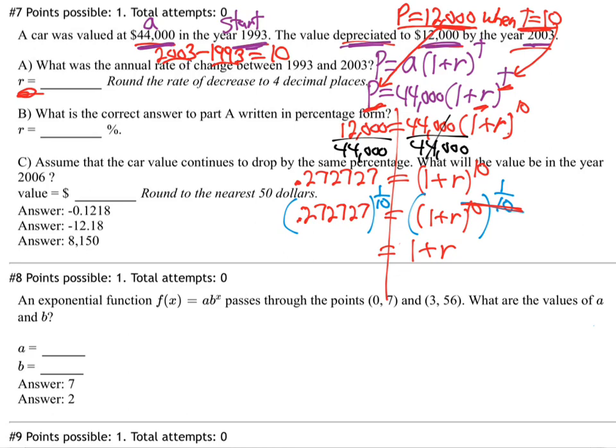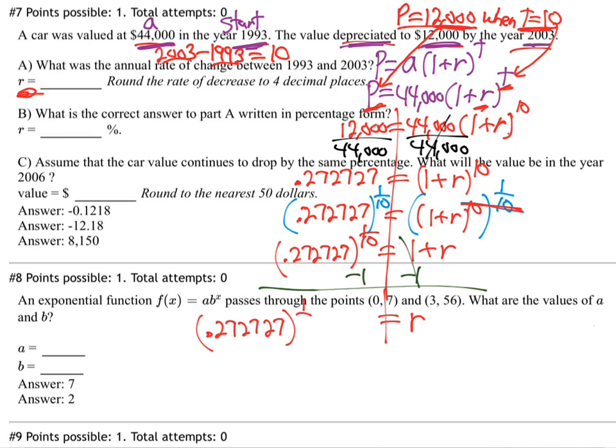So on your calculator, here's what we do. 0.2727. Well, let's just keep it as it is for now. And we'll finish it. We're about done. To the 1/10th power. Last step to get r alone, subtract 1 from both sides. Boom. So we've got it. r is finally alone. It's 0.272727 to the 1/10th power minus 1.